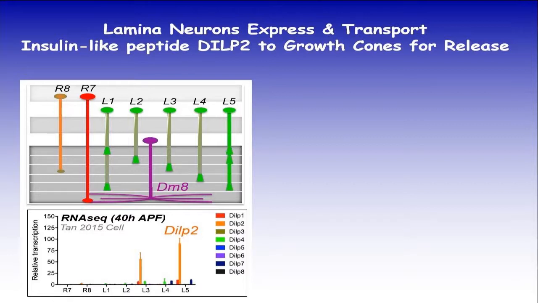So this was work done in Larry Persky's lab using a single-cell RNA-seq, and to find out that out of 8 different insulin-like peptides in Drosophila, there's only DIP2 expressing laminar neuron L3 and L5. You can see the L5 neuron as cell body here extend axon. They're actually in the proximity of the DMA neuron, and the growth cone is very close to it, and presumably can deliver the DIP2 into that.